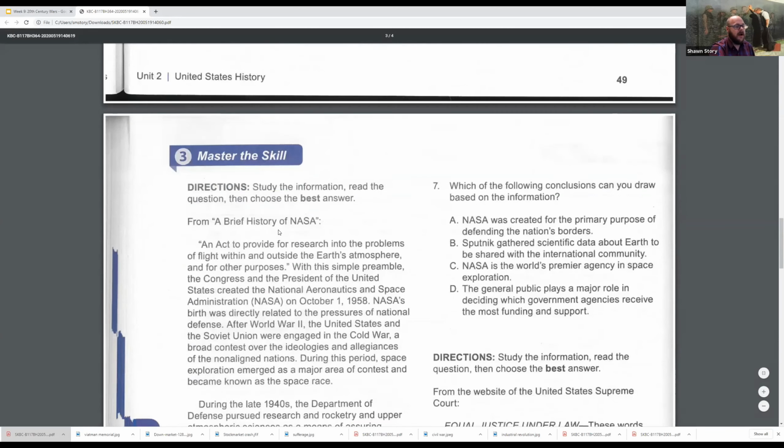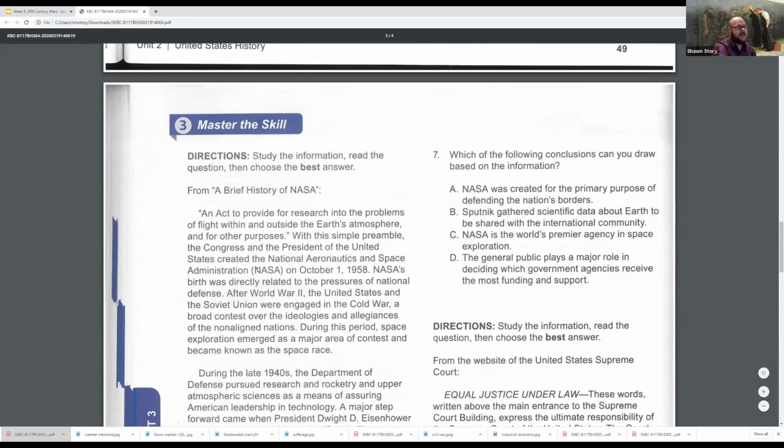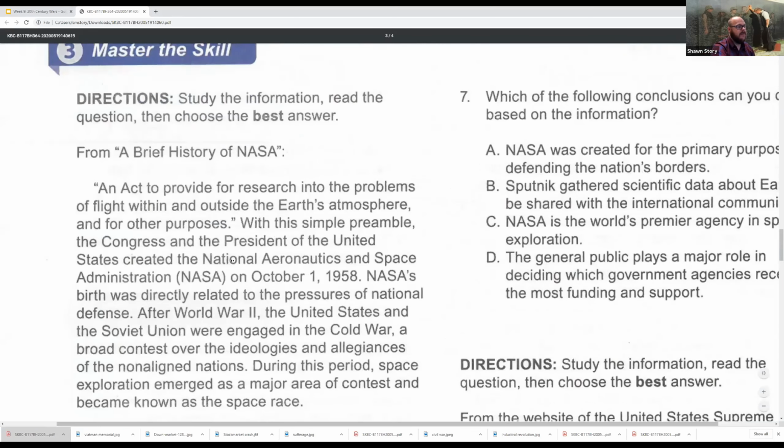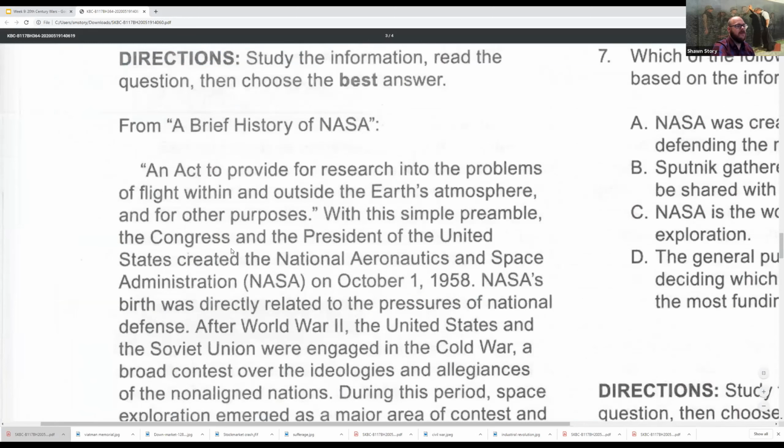Very good. All right, our next reading has to do with the space race and how the United States was in this race to get into space. So, a brief history of NASA.